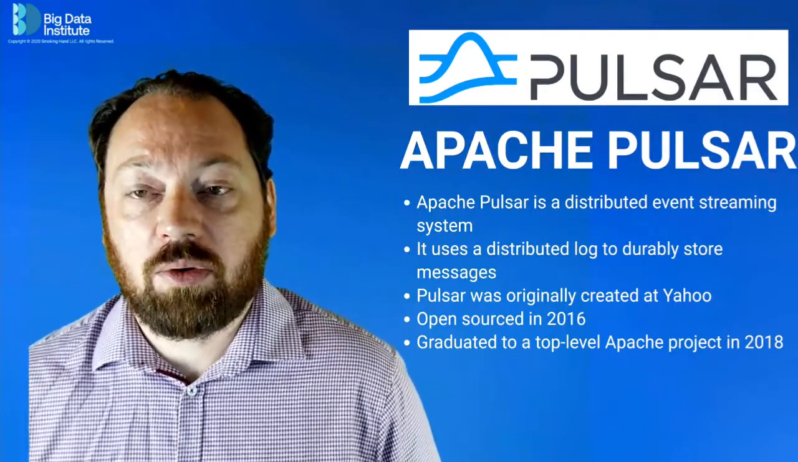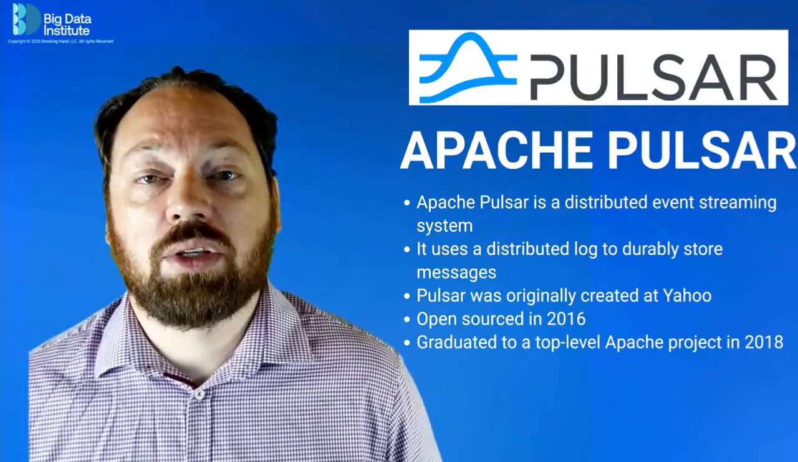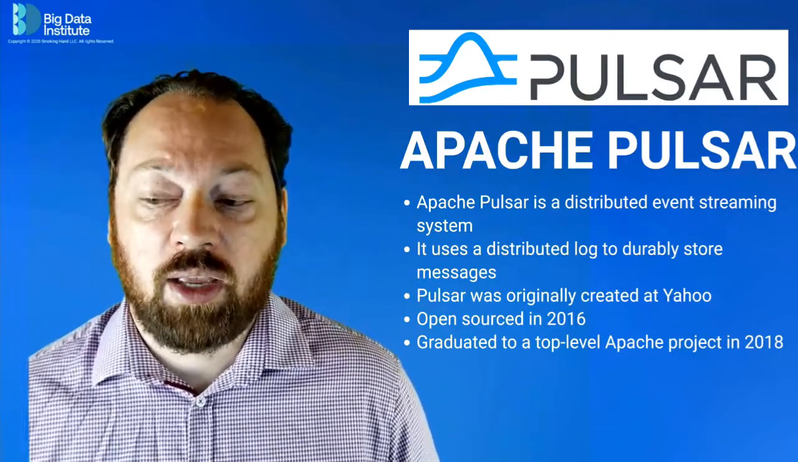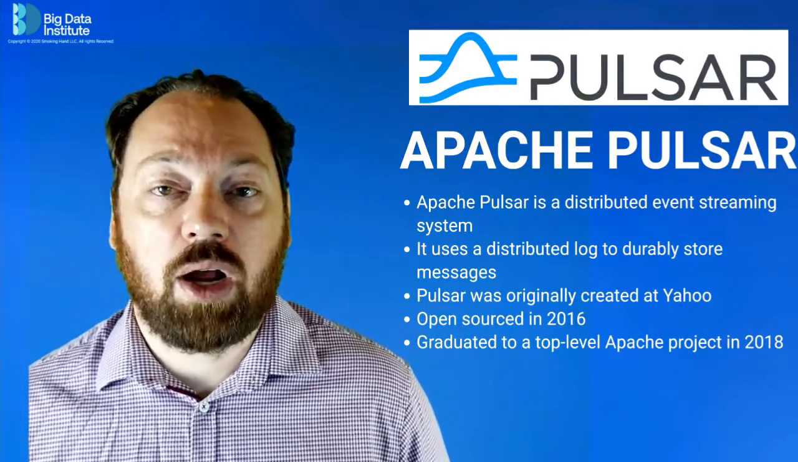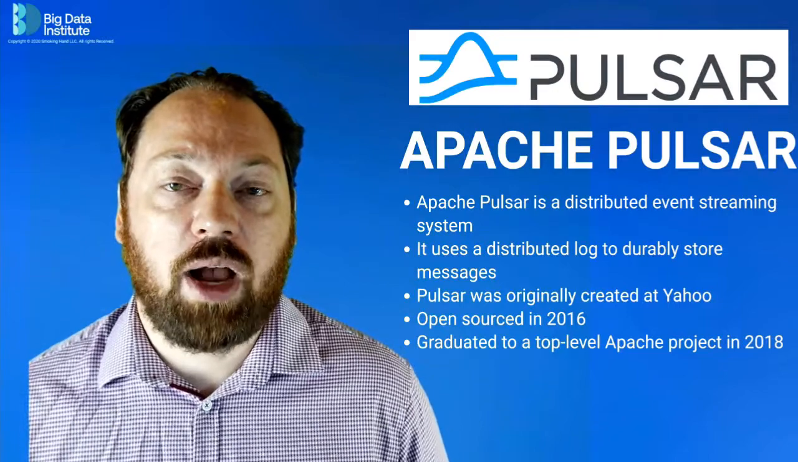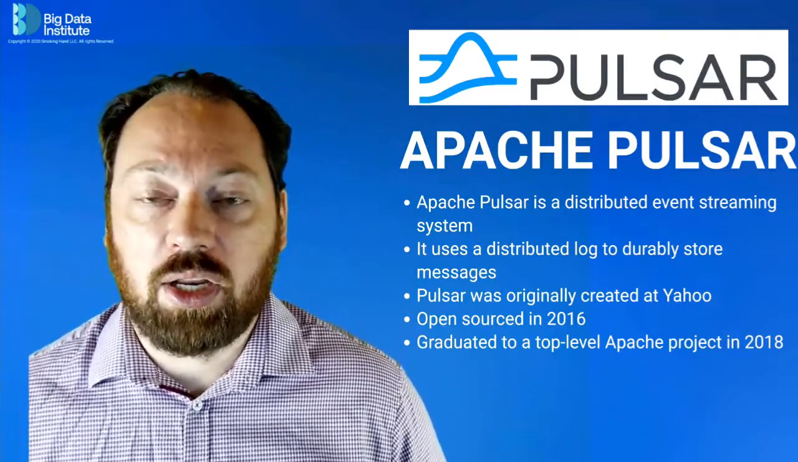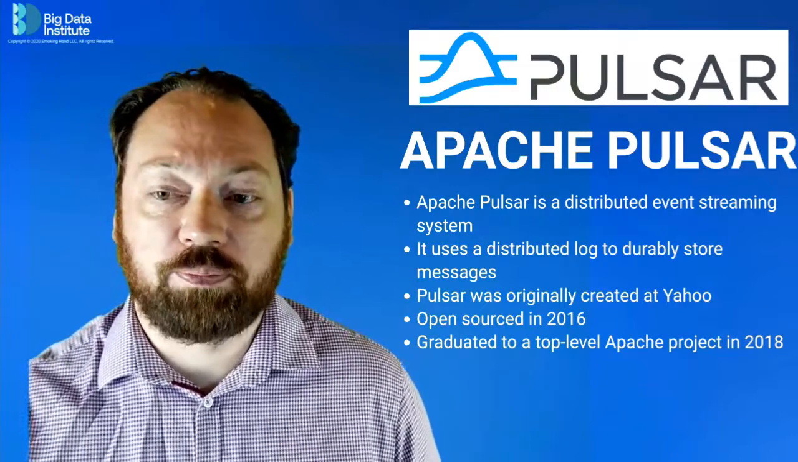Then we can see that Pulsar was actually created at Yahoo and was open sourced in 2016. It eventually became a top-level project in 2018. A top-level project means that the Apache Foundation voted on it and said, yes, this project is going to continue on and we can continue to use it.